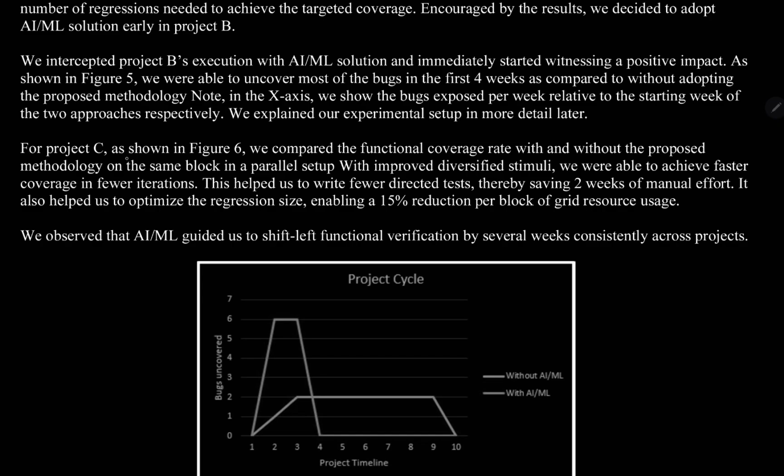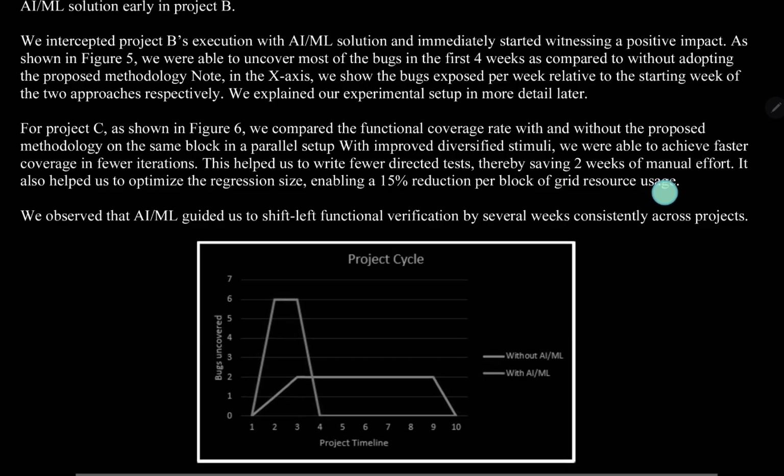For Project C, as shown in figure 6, we compare the functional coverage rate with and without the proposed methodology on the same block in the parallel setup. With improved diversified stimuli, we were able to achieve faster coverage in fewer iterations. This helped us to write fewer directed tests, thereby saving 2 weeks of manual effort. It also helped us to optimize the regression size, enabling a 15% reduction per block in resource usage.